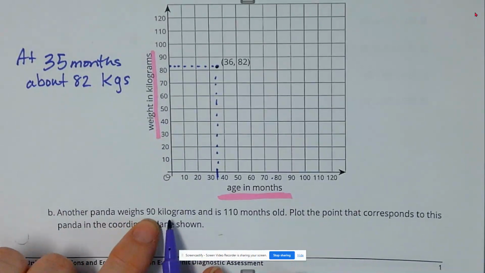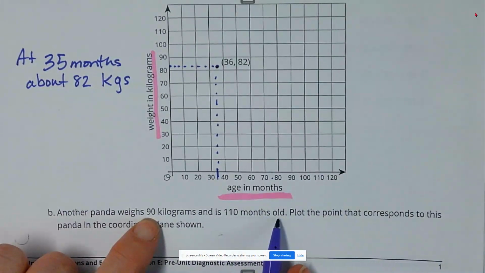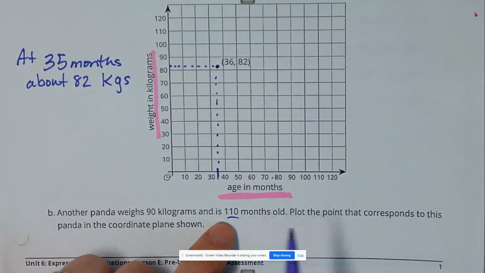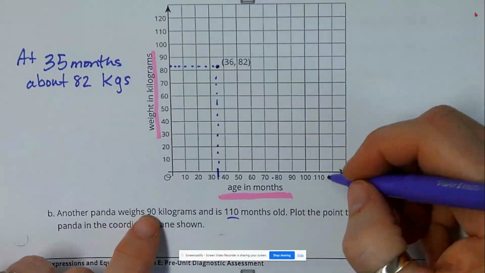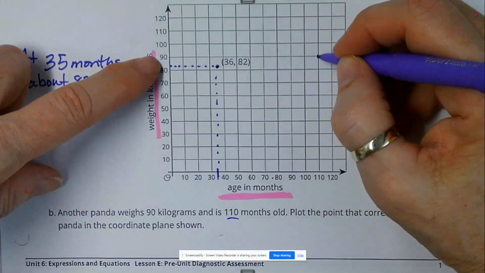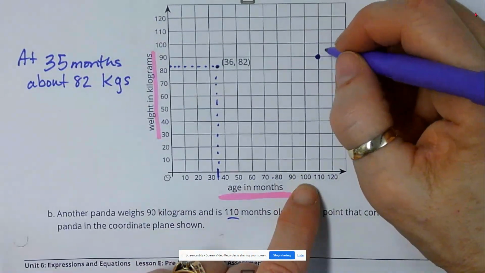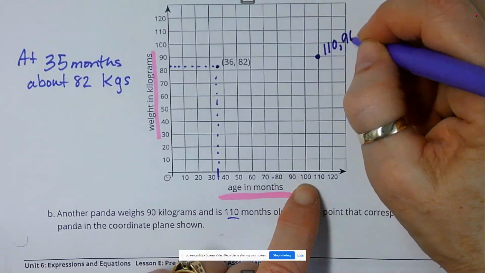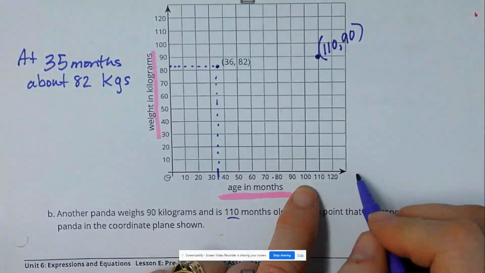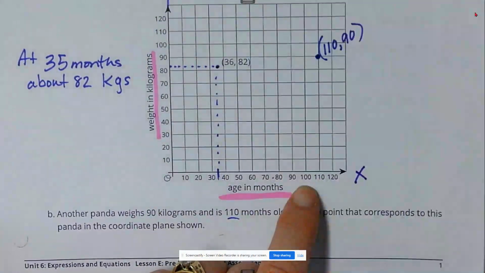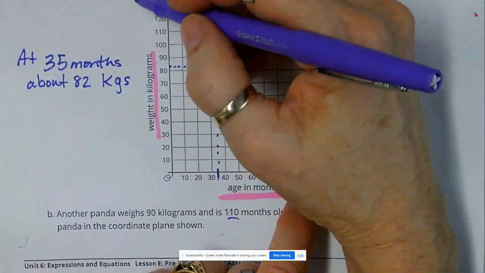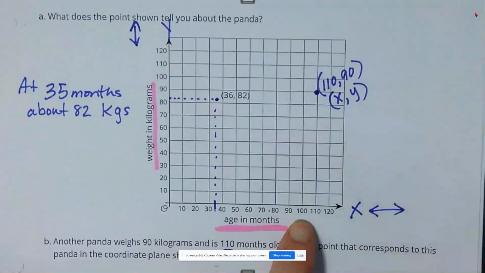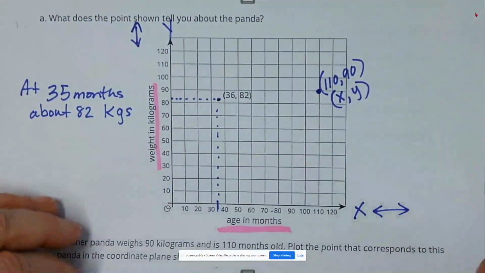So it says another panda weighs 90 kilograms, is 110 months old. So I'm going to go to my 110 because I always go across first. Here's my 110. And then I have to go up to the 90. So this is 110, 90. So this going across is our x-axis, up is our y-axis. So we always graph the x number first, the one going across, and we do the y second, the one going up or down.